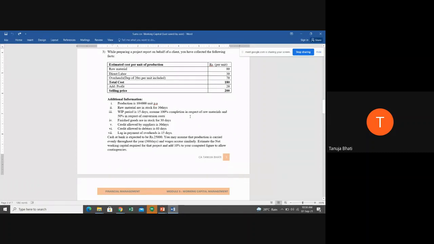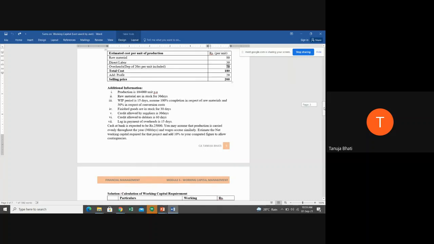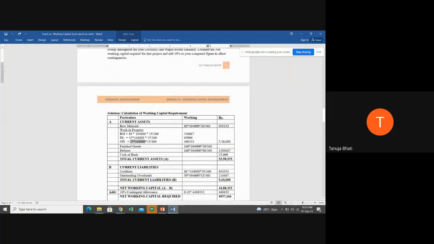So from 70, when you first remove the depreciation, what is the balance you are left with? What is the balance overhead cost? 50. Now, in work in progress, should you take overheads completely the 100% or only 50% of the amount? Only 50% of the cost you have to take, excluding depreciation. So excluding depreciation, the answer is 50. And out of 50 rupees, you have to take only 50% of 50. That is 25. So therefore, it is 25 into 1,04,000 into 15 divided by 360.